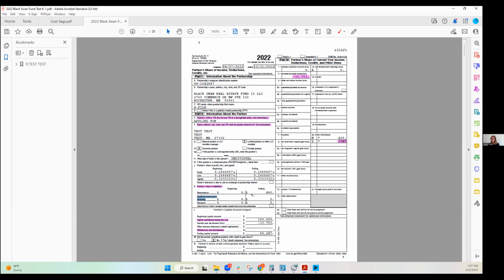Yes, yes. Kaylyn, there was a request if we can zoom in a little bit more on the K-1 as you're going through. Yes, certainly.